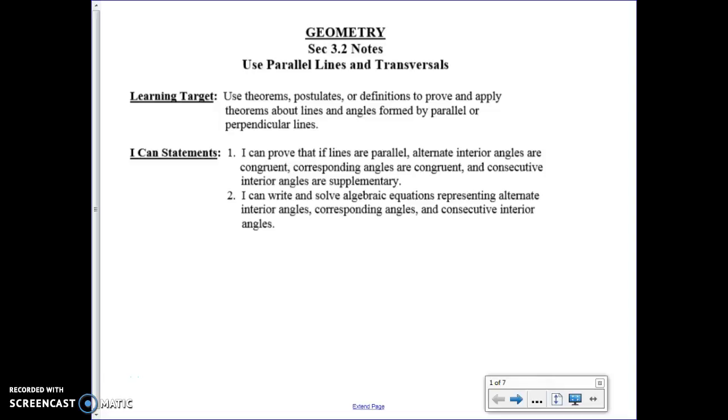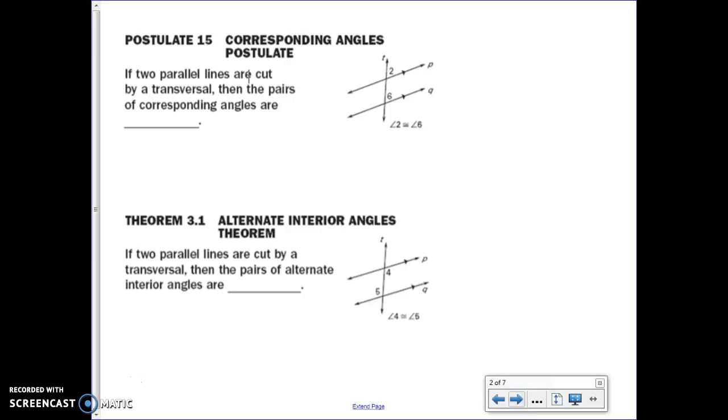Hey guys, today we are talking about those angle pairs again and how we can use them when we know that those two lines the transversal intersects are parallel. So we're going to start off with 4 new postulates and theorems to go along with our angle pair relationships that we know. So our first one is a postulate.